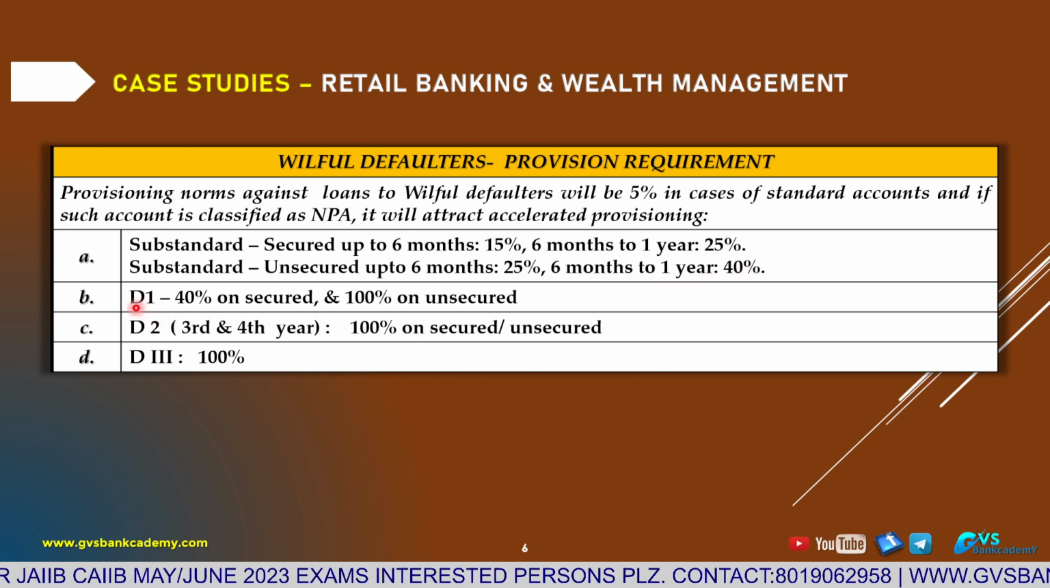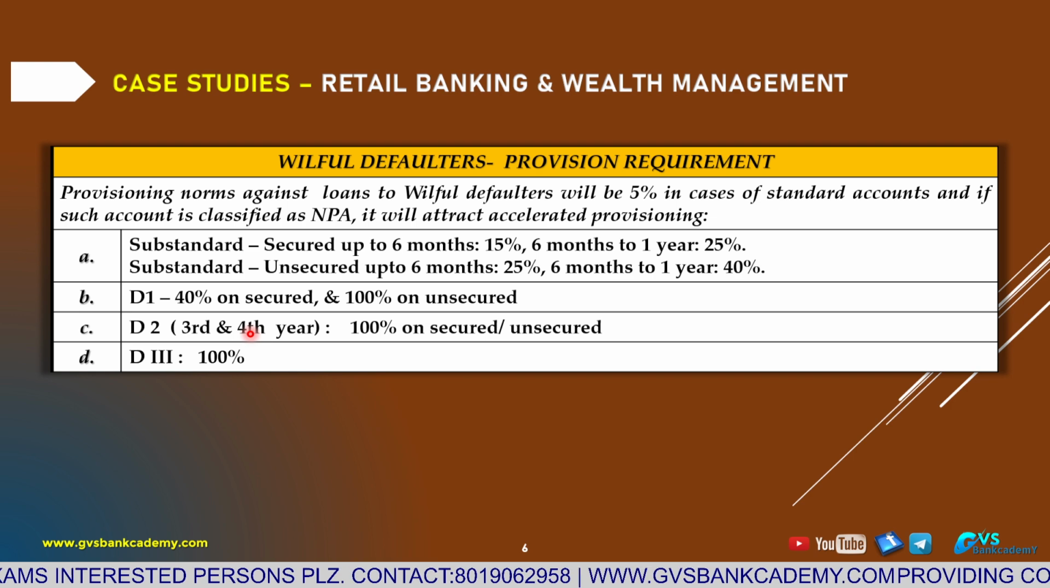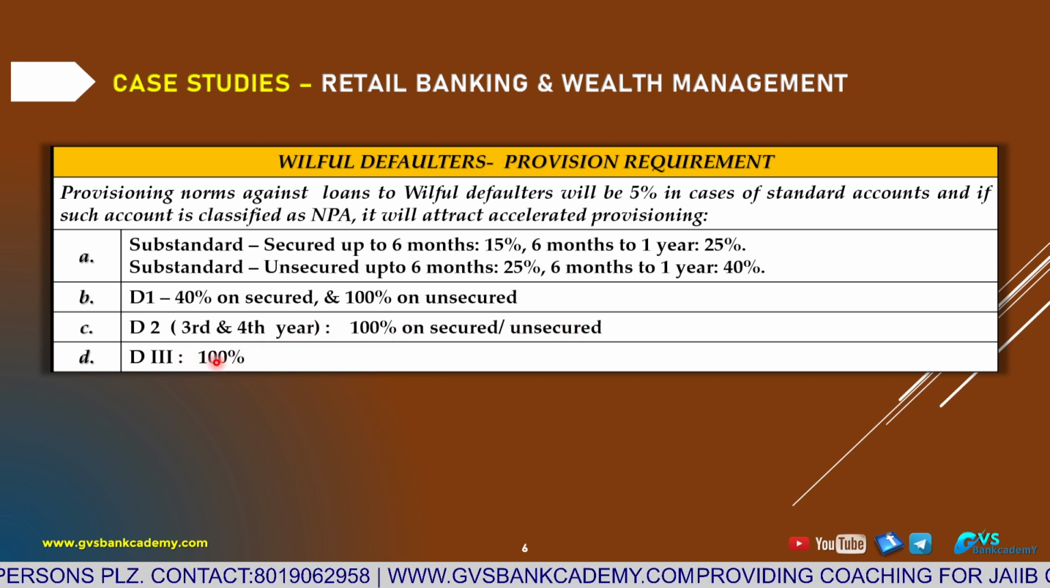Doubtful 1, that is the second year of NPA: secured portion 40%, unsecured 100%. Doubtful 2, NPA in the third and fourth year: secured portion 100%, unsecured also 100%. Doubtful 3: 100%, secured and unsecured 100%.